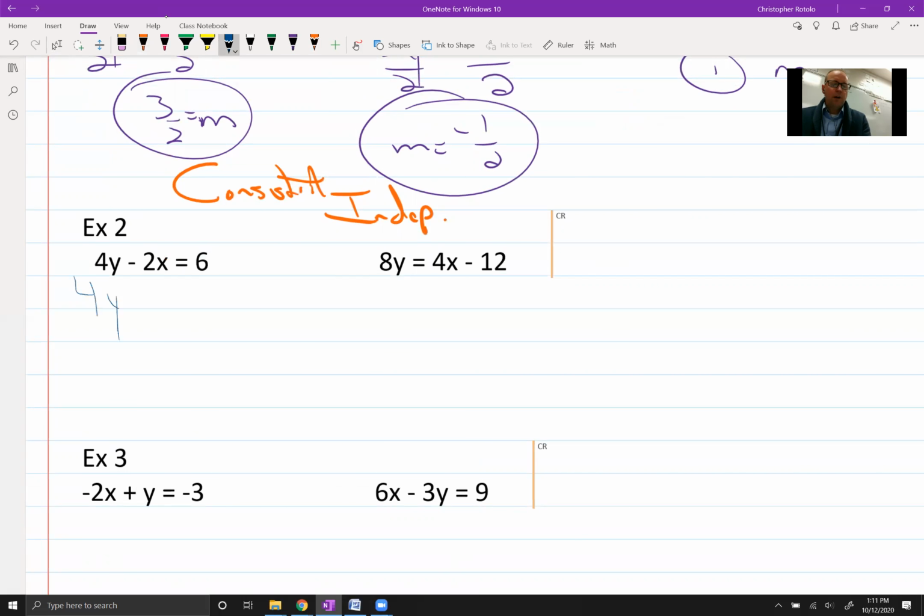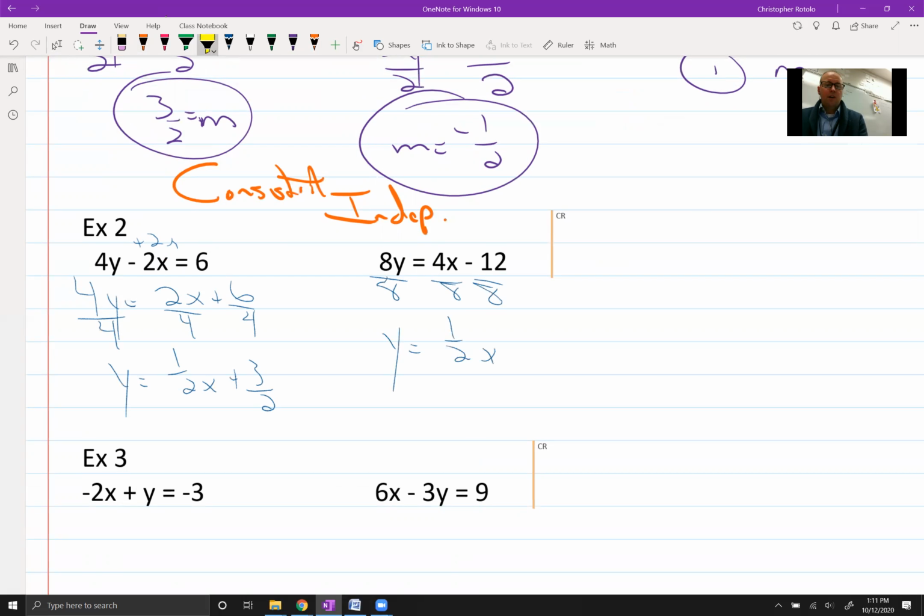All right, so same idea. I want 4y. I'm going to add 2x to the other side. So 2x plus 6 divided by 4. All right, so I got 1/2 x plus 3/2. Okay, it could be 1.5. Totally up to you. We're going to divide by 8. This one's a little bit slicker, right? A little bit faster. y equals 1/2 x.